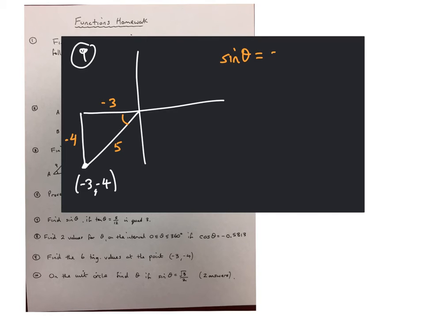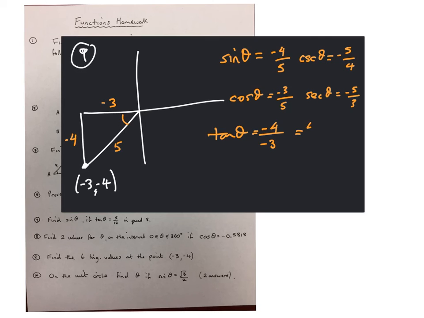Sine theta, negative 4/5. So therefore cosec will be the reciprocal, negative 5/4. Cos theta, adjacent, negative 3/5. So sec is the reciprocal, negative 5/3. And tan is opposite over adjacent, negative 4 over negative 3, which equals positive 4/3. And cot will be the reciprocal of that, 3/4.